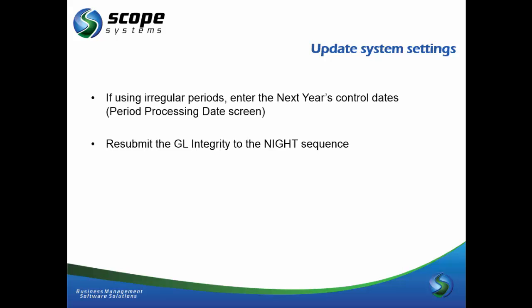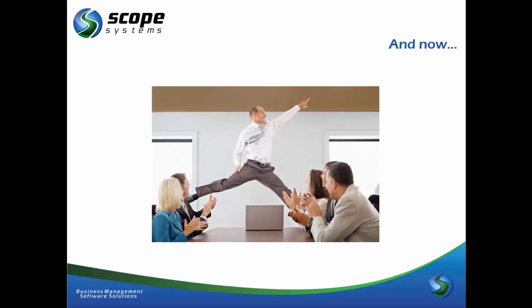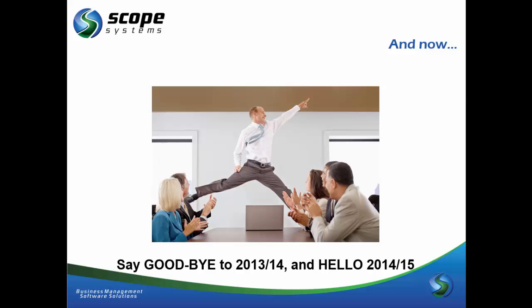Update system settings. If using irregular periods, enter the next year's control dates found in the period processing date screen. Resubmit the general ledger integrity to the right sequence. This is very important so that the integrity program will check the new financial year data. And now, as you can see, it's time to celebrate. We've now run all the system checks, and now it's time to enjoy the new financial year.